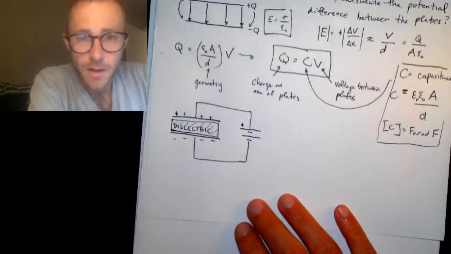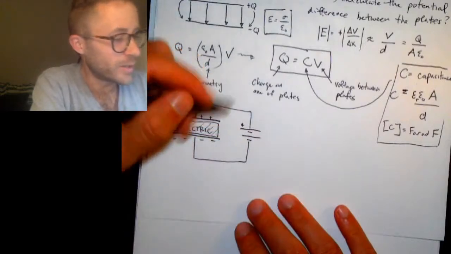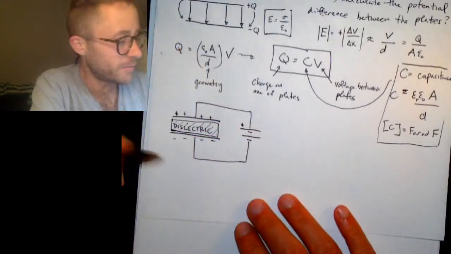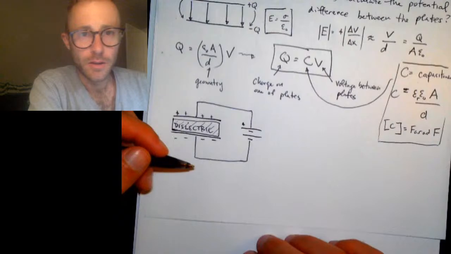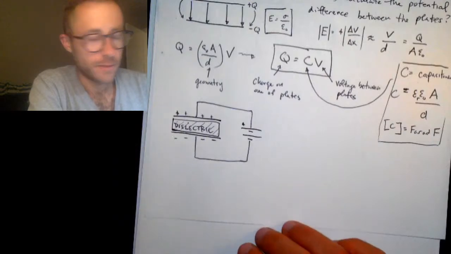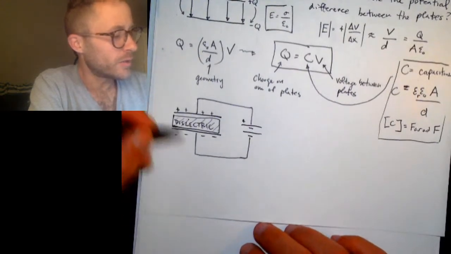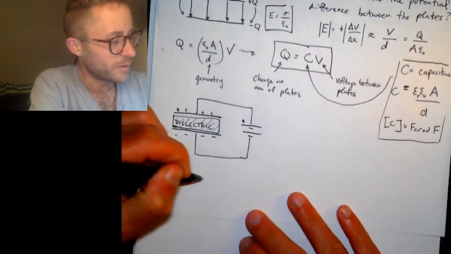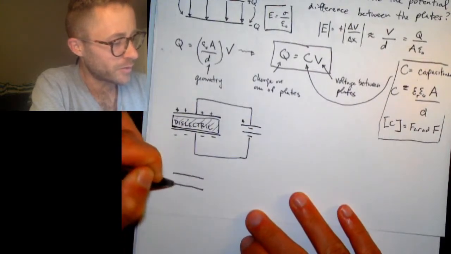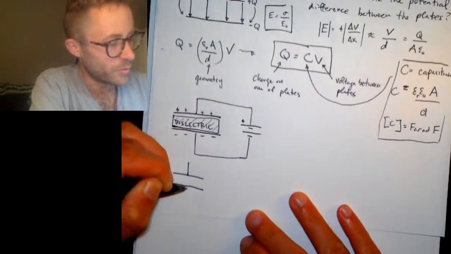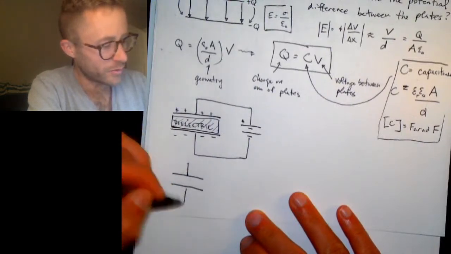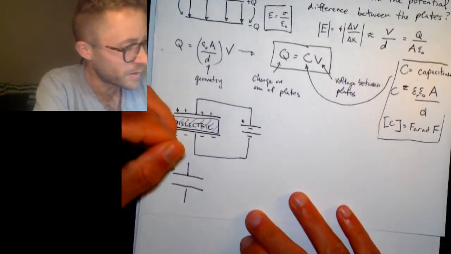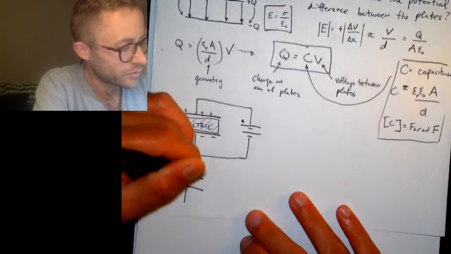Okay, and then what we could do is we can then remove the battery. So we remove the battery, and so here's the capacitor. We've removed the battery, so there's still these wires there, but there's no battery anymore. And the charge is just going to stay there.